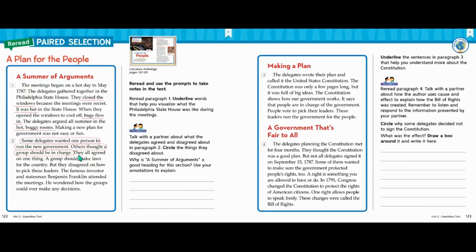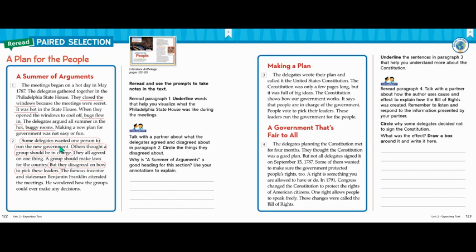Let's continue reading. They all agreed on one thing. A group should make laws for the country. But they disagreed. Oh, we're about to hear something they disagreed about. But they disagreed on how to pick these leaders. Let's circle that sentence as well. That's another disagreement. Let's see if we can find some more. The famous inventor and statesman Benjamin Franklin attended the meetings. He wondered how the groups could ever make any decisions. All right, so that looks like we found all their disagreements.